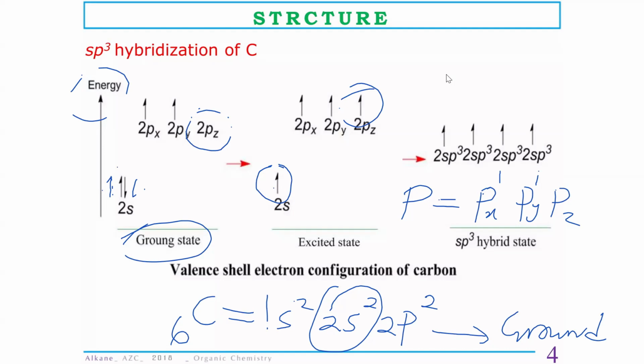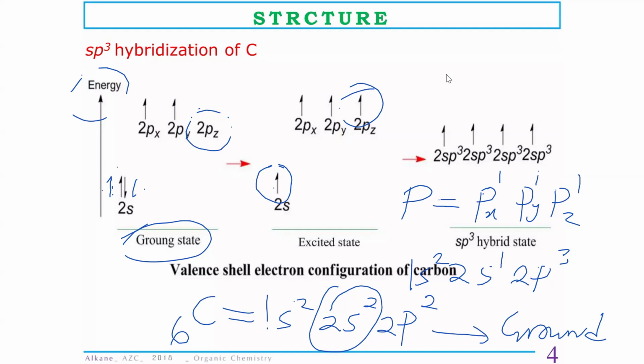So that is what happened. It means that we have 1s2 in the excited state, then we have 2s1, and then 2p3. So 1 electron from here is jumped to this, and at the end our pz also gets 1 electron. So it means that we have px1, py1, pz1. Then we also have 1 electron at the s.